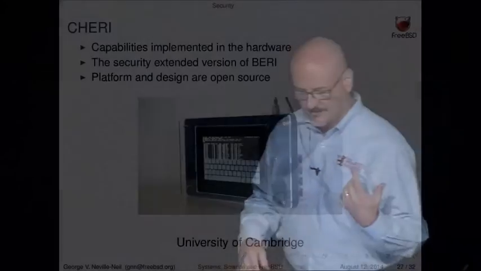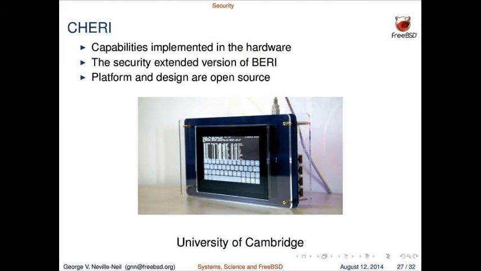In terms of the capabilities work, CHERI can be thought of as a security-extended version of BERI. So all of the things that make capabilities slow, the fact that they're not implemented in hardware, were then added to hardware. And so CHERI actually has support for capabilities in the instruction set architecture and the memory architecture. Again, like BERI, the platform and design are open source. So if someone now wants to do research on capabilities on a system where capabilities are actually built into the hardware, they have a complete open source platform for that as well. They've got the compiler and the operating system and the tools and the hardware. And all it requires is electricity and an FPGA.